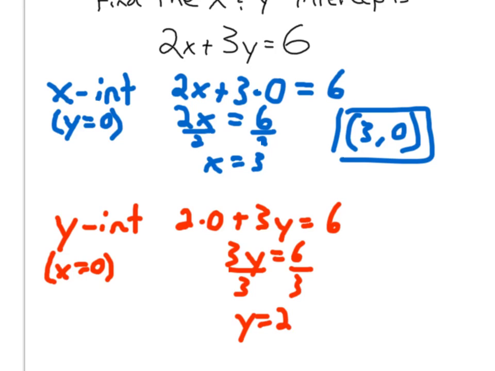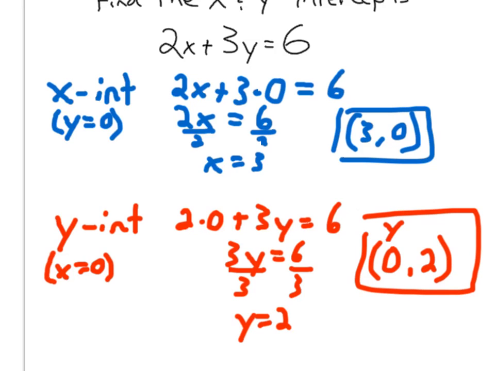And now we want to write that as an ordered pair. Okay, well, x is 0 and y is 2. And there's our y-intercept. And I guess up here, I should have put that this is my x-intercept.